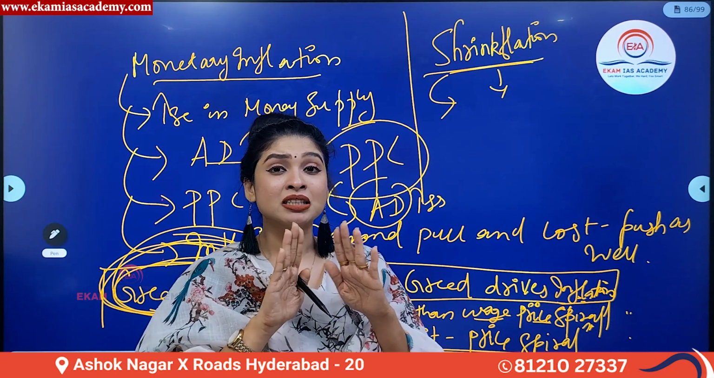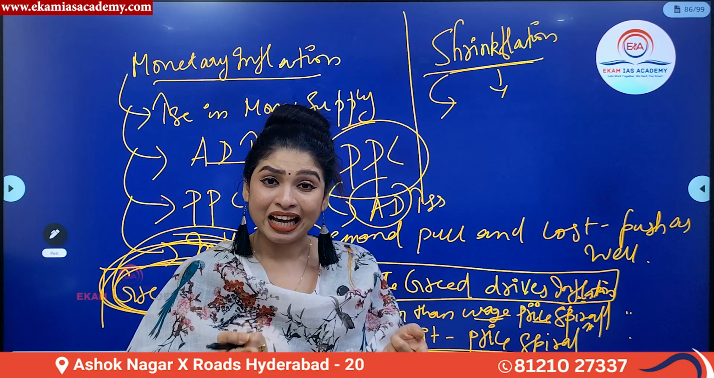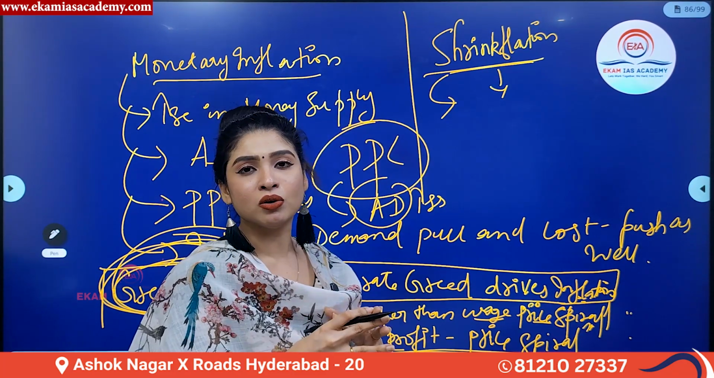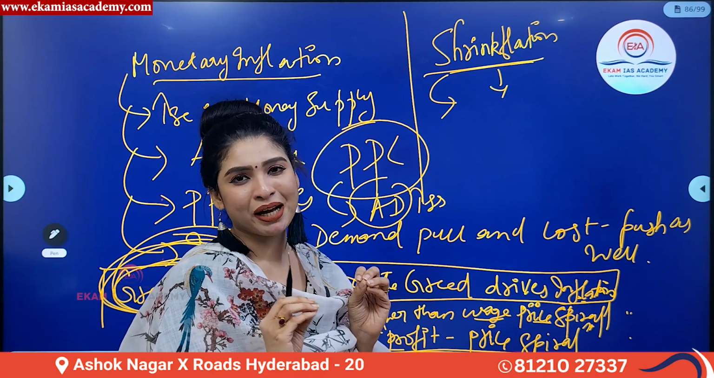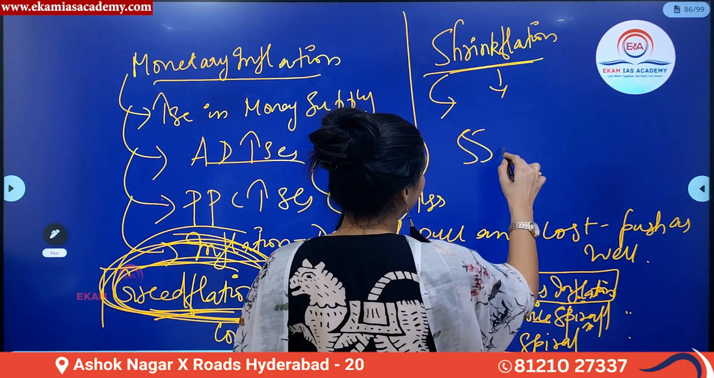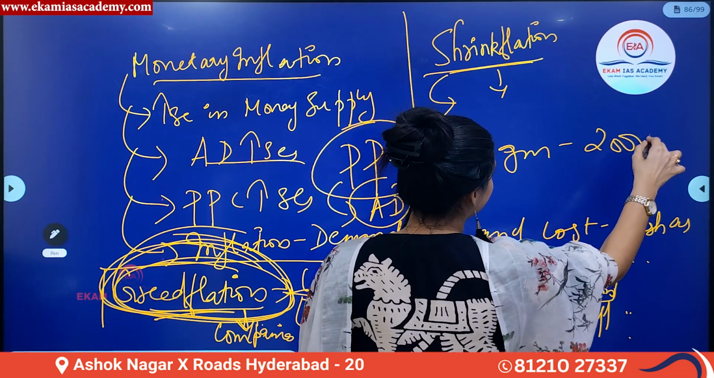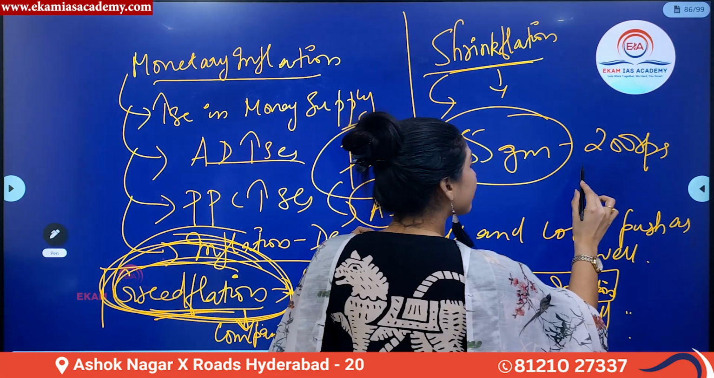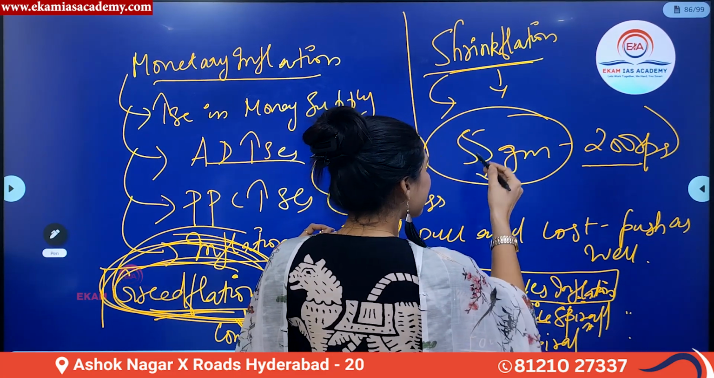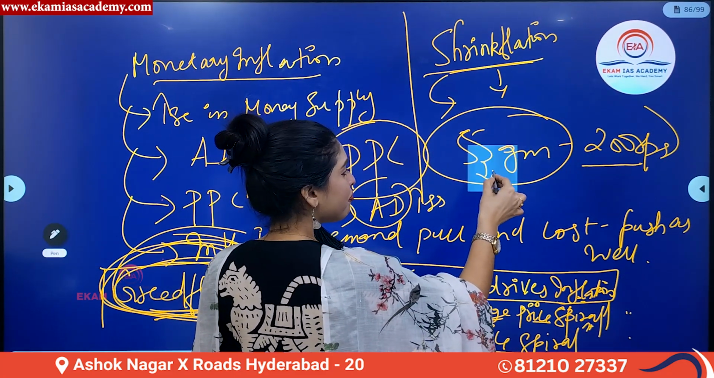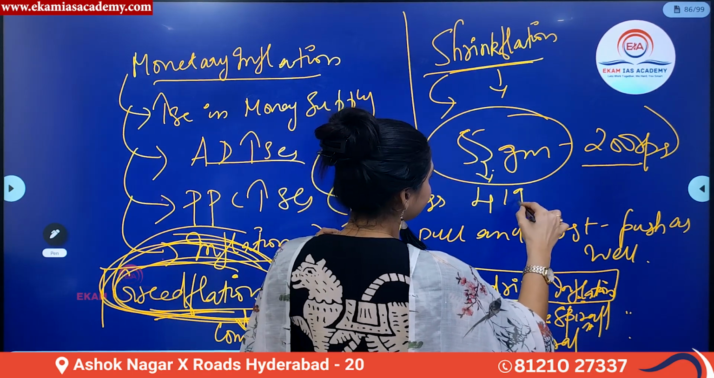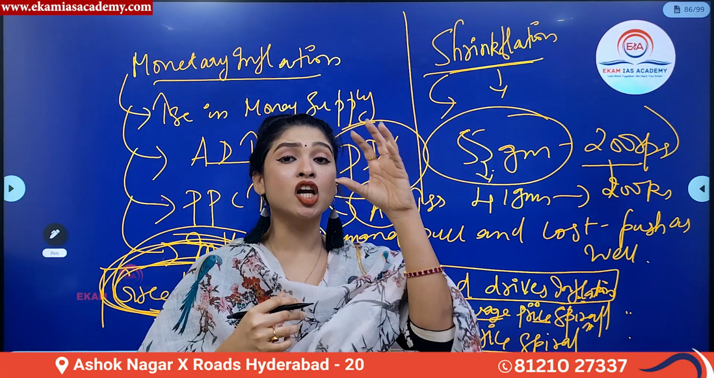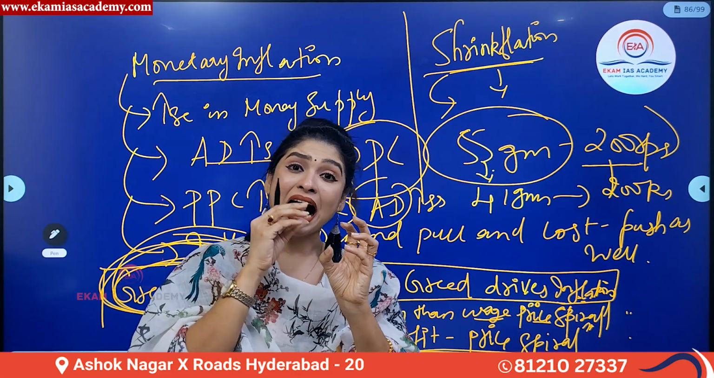In shrinkflation, the price of the commodity is not increased. Rather, the producers' strategy is, for example, the Haldiram ka aloo bhujia, or let's say a Haldiram chips packet of 55 gram was costing you, let's say, 200 rupees. Now, the same 55 gram, what did the producers do? Without reducing or increasing the prices, they just reduced the quantity from 55 gram of chips packets to 41 gram, and they're selling it at what? The same 200 rupees.